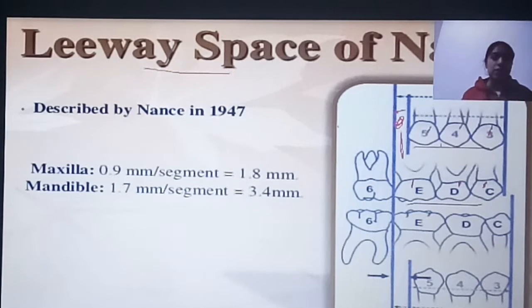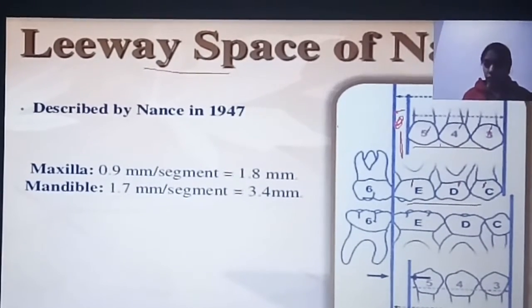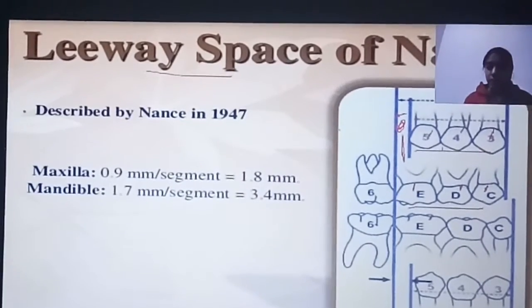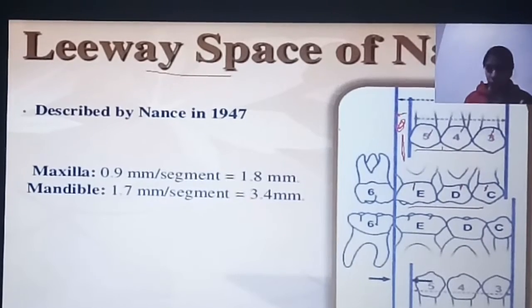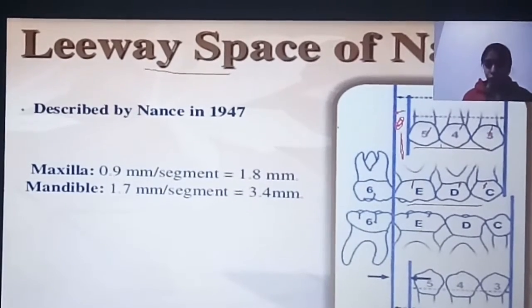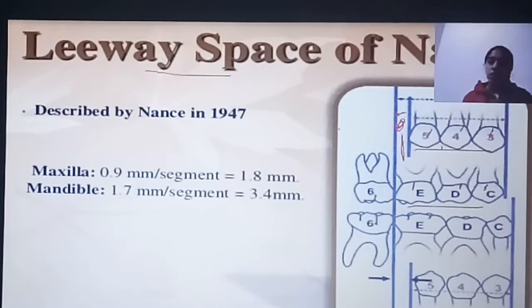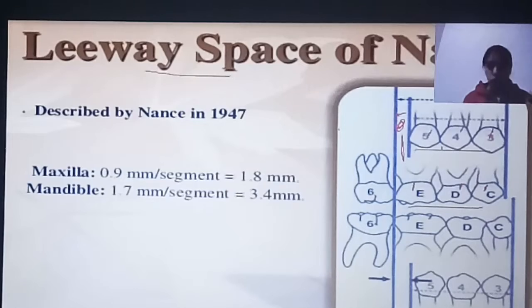So what was this? Late mesial shift. So this leeway space of Nance helps in the late mesial shift. There were two shifts, early shift and late shift. Now the early shift takes place with the help of primate spaces, that whenever there is the eruption of first permanent molar, due to mesial gradient of force, it pushes the first deciduous and second deciduous molar forwards and results in closure of space. And this leeway space of Nance helps in the late mesial shift.